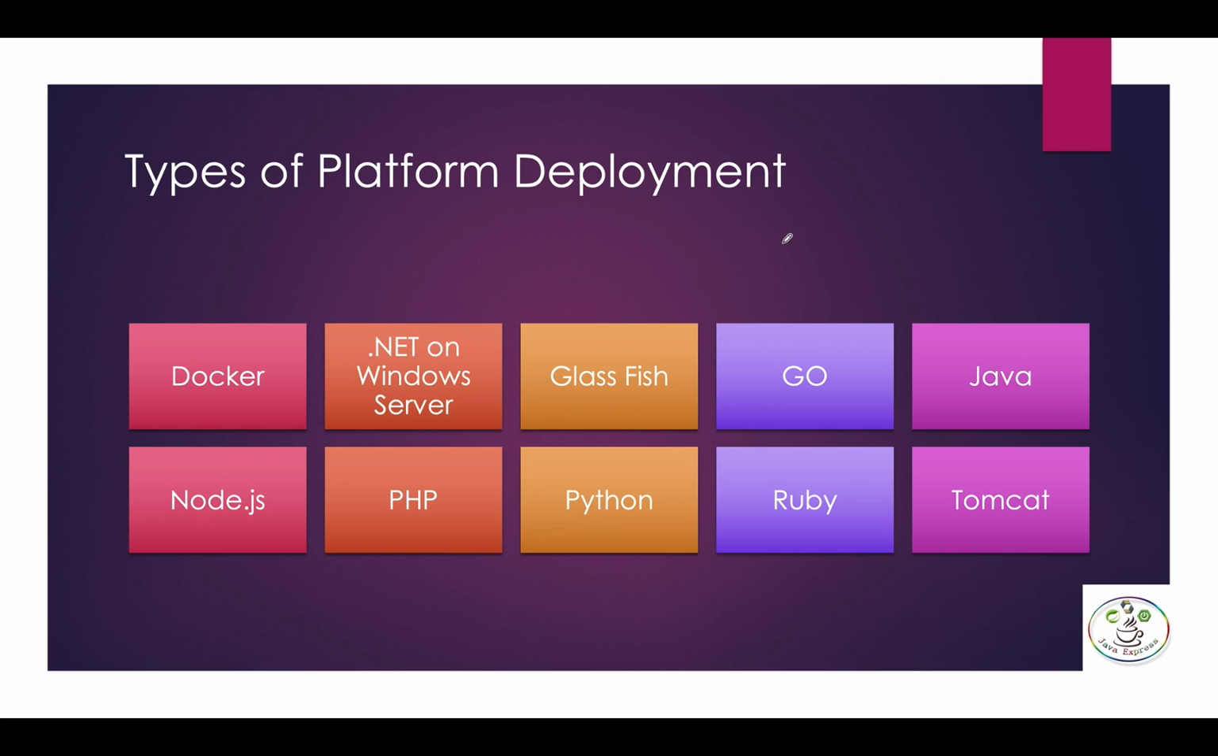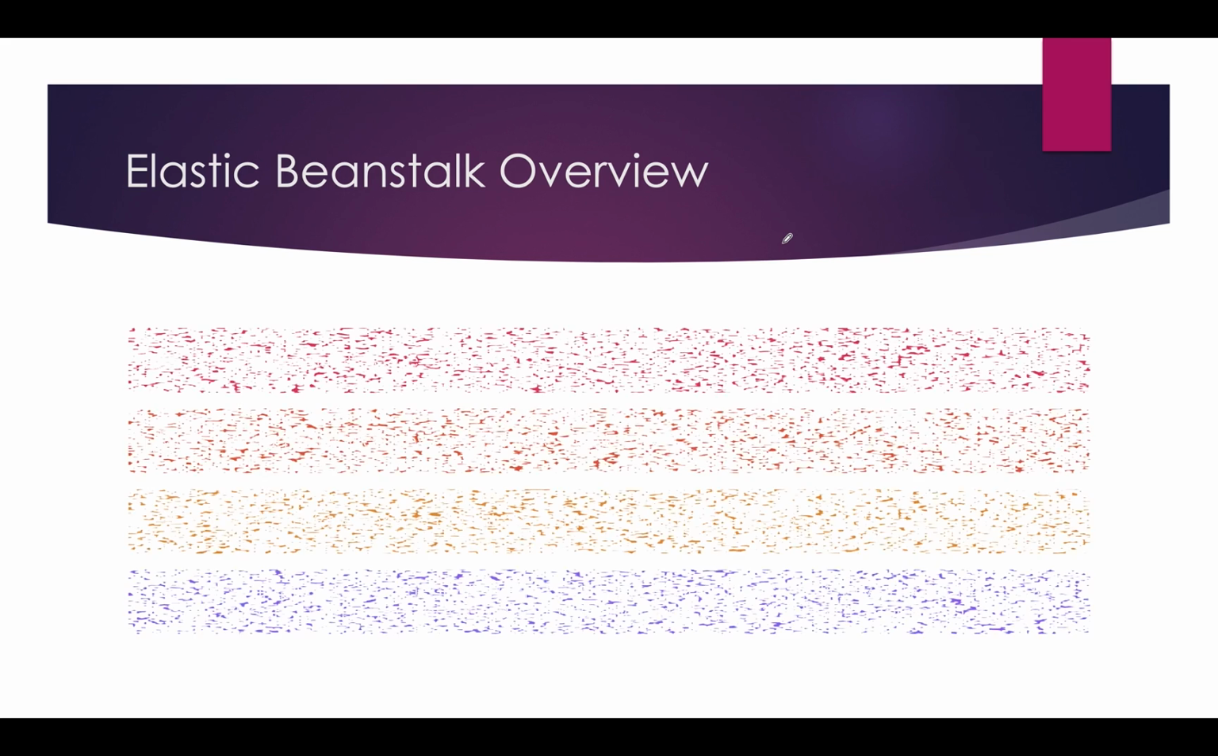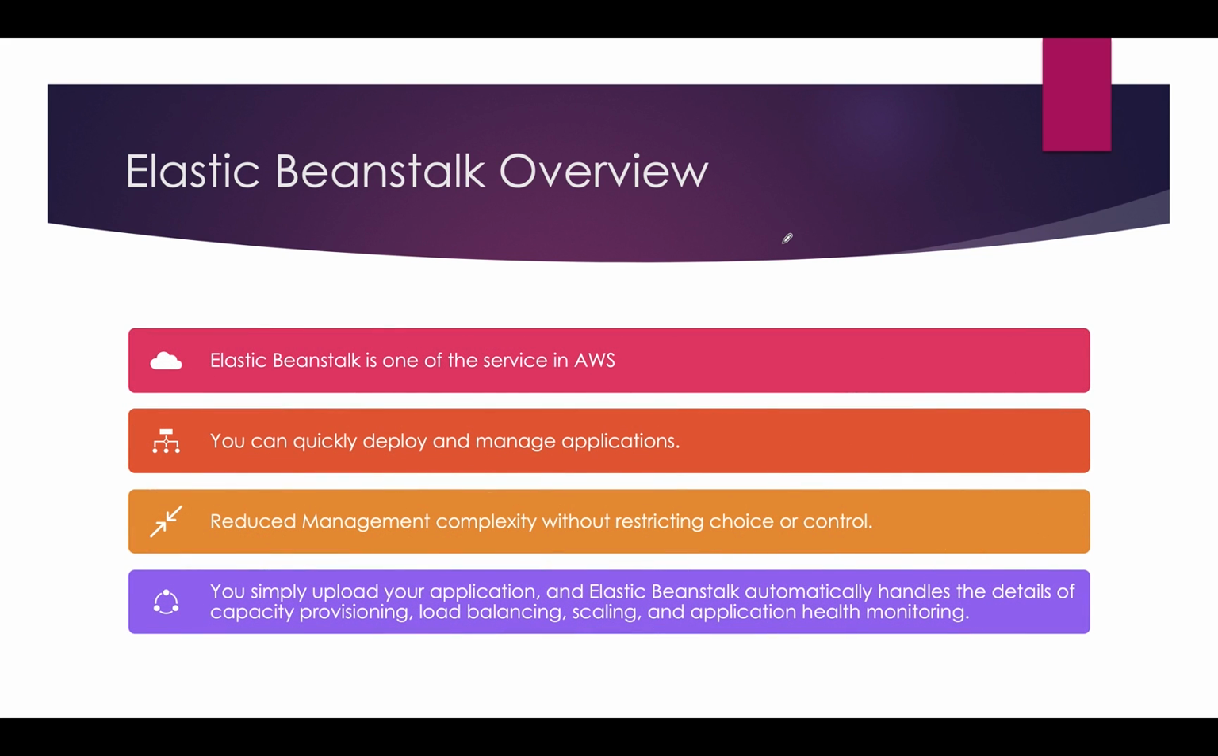Okay, next, Elastic Beanstalk overview. This is one of the services, as you know, like how IAM is a service, how S3, how load balancer, how EC2, the same way this is also one of the services. And why we are using it: you can quickly deploy and manage applications within it.